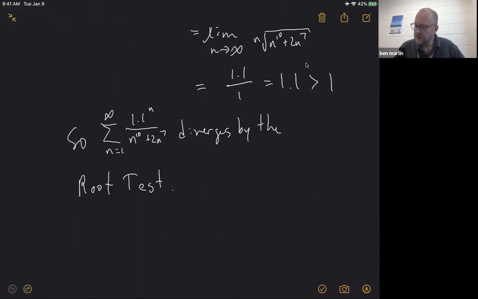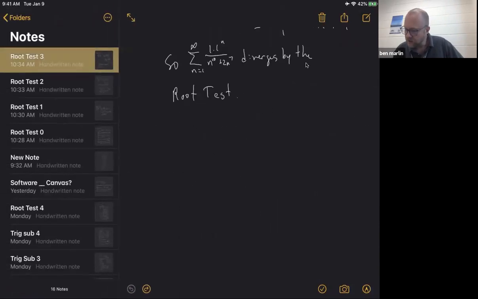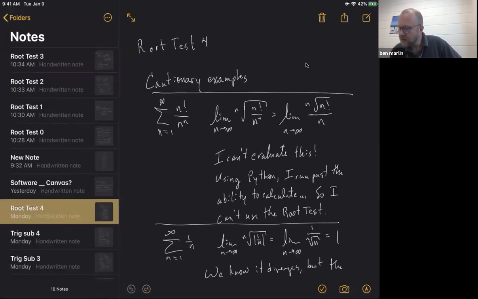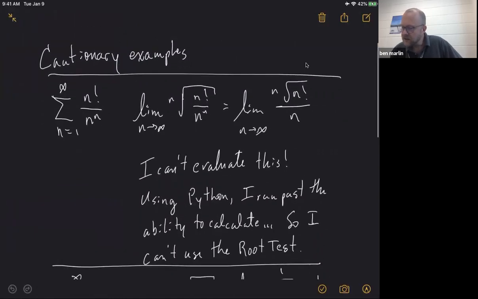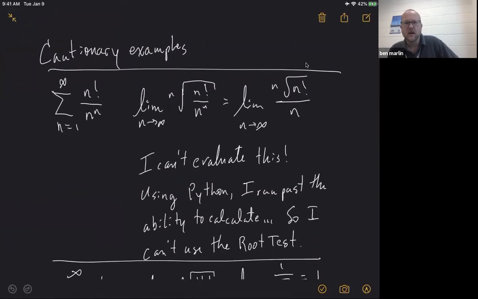So let's look at just one more here before we go. And this is kind of your cautionary example, right? So if you look at the summation of n factorial divided by n to the n, just intuitively, n to the n grows faster than n factorial does, okay? So we kind of expect this one to converge, but we've got to show it.